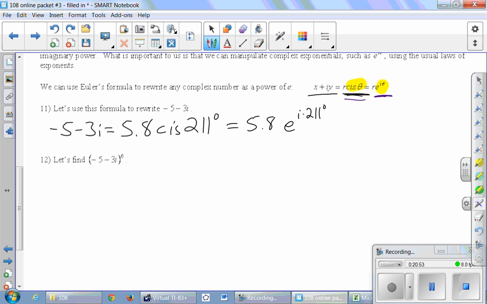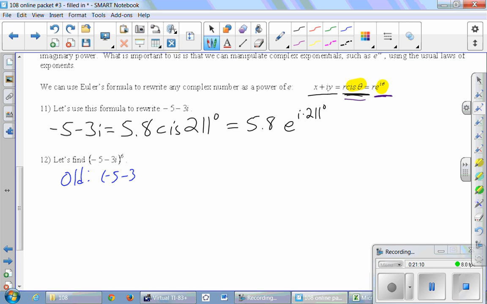Now, how is that useful to us? Well, let's answer number 12. Let's find negative 5 minus 3i to the sixth. Okay, so first, the old way, the only way you have if you don't use the techniques from today, is if you're going to take negative 5 and subtract 3i and raise it to the sixth, that really means negative 5 minus 3i times negative 5 minus 3i, and we need to write 6 of these, right? Negative 5 minus 3i.